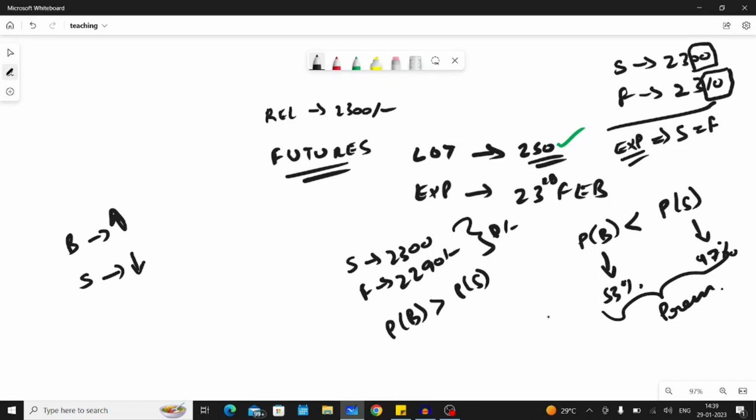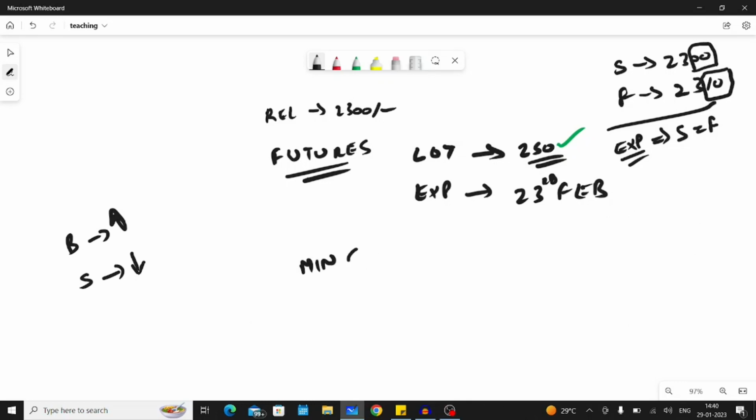Why? Because this 10 rupees price difference should not be there on the date of expiry. It should be zero. So what will happen is the probability of the buyer will be somewhere around, let's say, 53%. Basically it will be greater than 50%. It could be 51, 52, or even 55%. It will depend on the premium or the discount, and the probability of the seller will be somewhere around 47%.